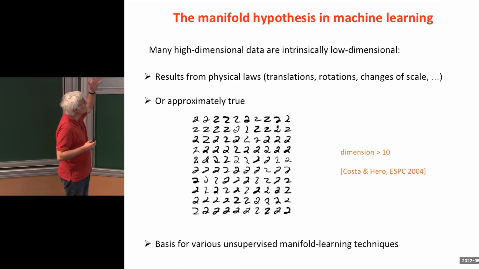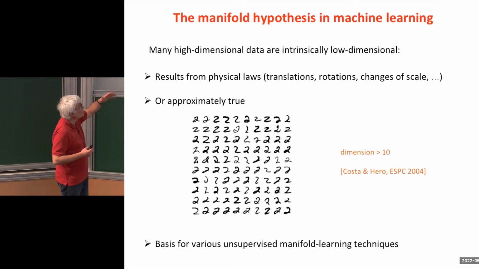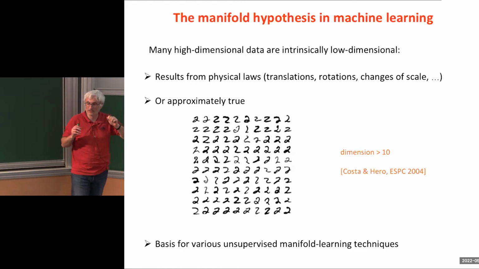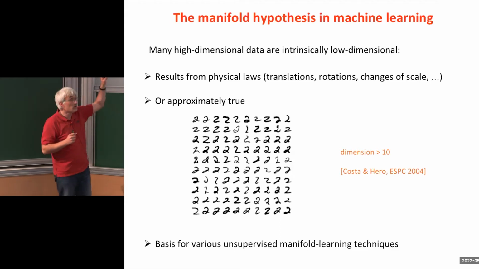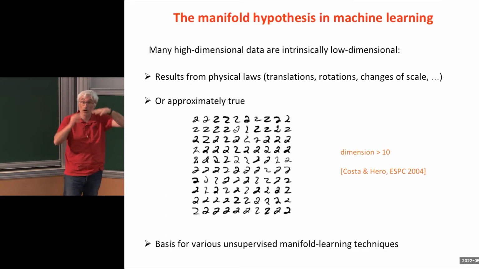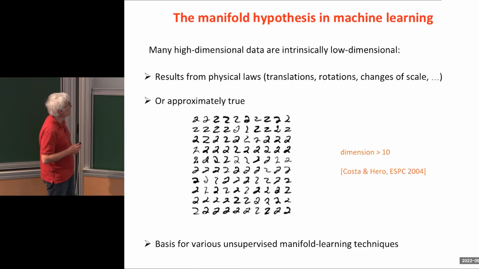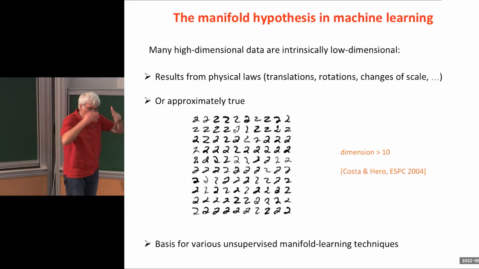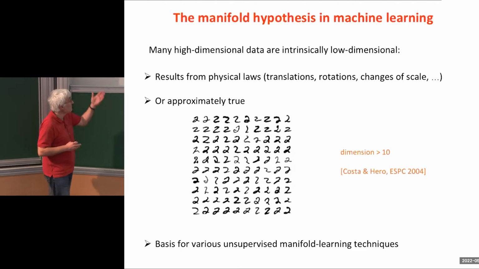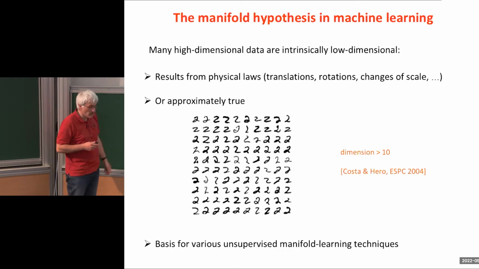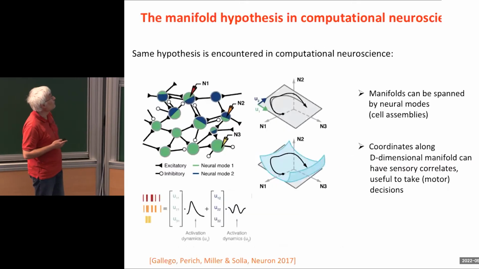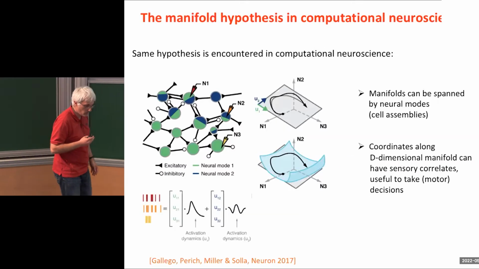There are some ways to estimate the intrinsic dimension, which is thought to be some number larger than 10. I'm not sure I would bet so much on this number, but it's anyway much smaller than the dimension of these images, which are 28 by 28 pixels, so about 800-dimensional black and white images. And the idea that high-dimensional data can be embedded into low-dimensional manifolds is the basis for many unsupervised manifold learning techniques, which I will not mention, but it's a very useful prior about the quality and nature of the data.